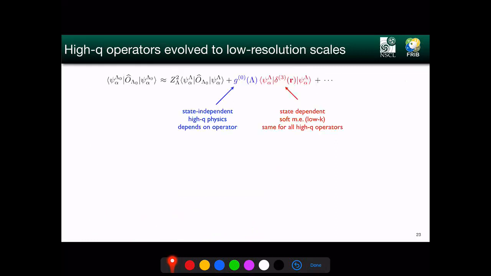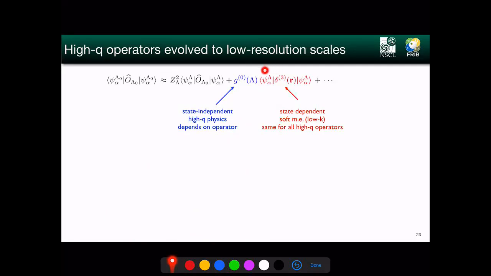Okay. And so if you go ahead and do a couple lines of algebra, you're able to match the matrix elements for the high resolution theory to the low resolution theory, and you get these nice factorized forms here. And the key thing here is that this term in blue is state independent. It entirely depends on hard momentum physics, and it depends on the operator in question that you started with.